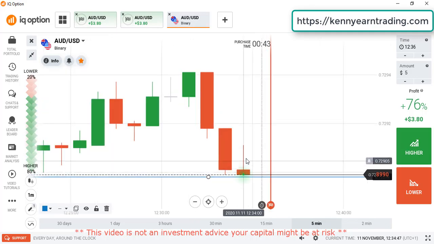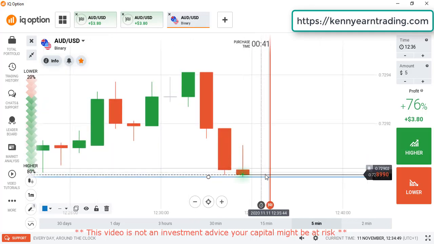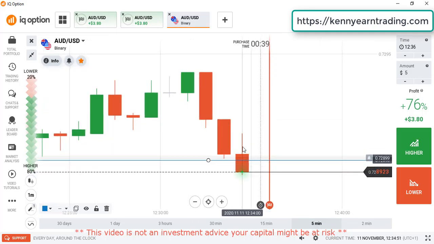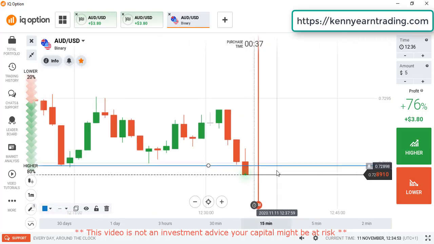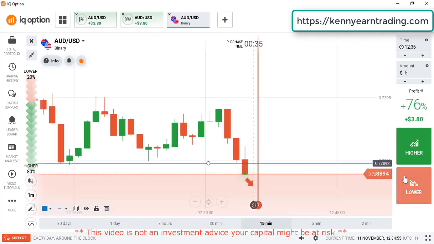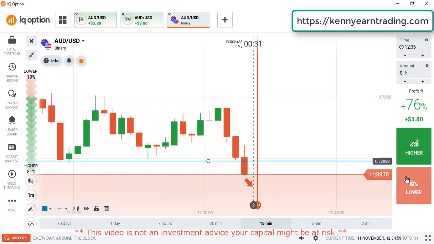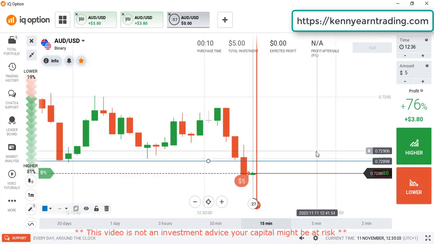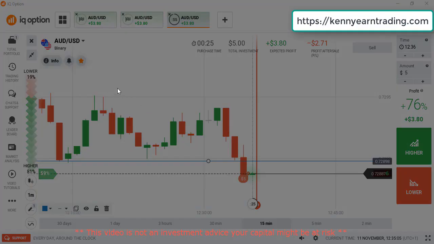Okay, I think the market just made a retest and sellers are still strong. You can see very strong pressure from sellers. Sellers are still strong. I'll still go with a lower option again. Yes, I'll go with the lower option there.